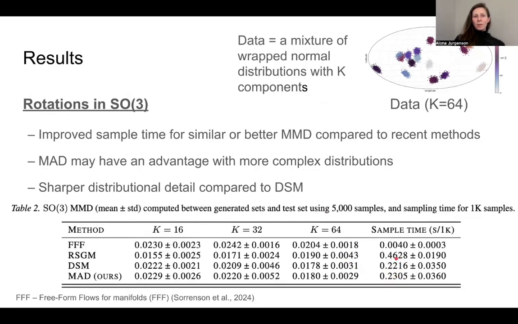And actually MAD might have an advantage with more complex distributions, because we can see that although RSGM is performing really well for k equals 16, when you increase the number of components, so you increase the complexity of the distribution, you can see that the other methods, including MAD, are catching up very quickly.